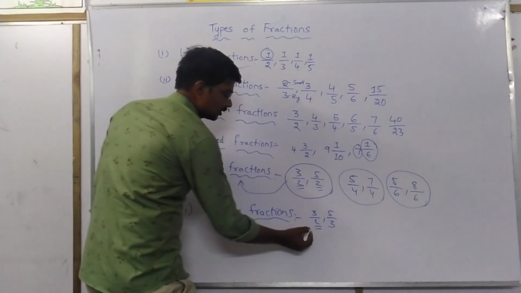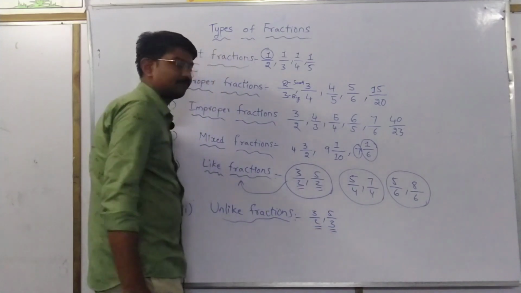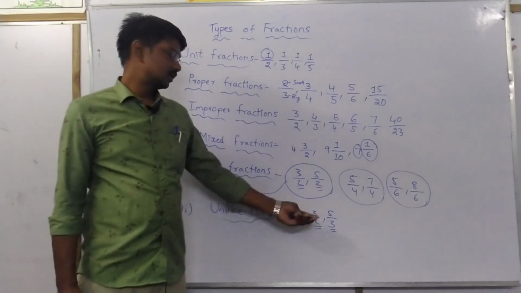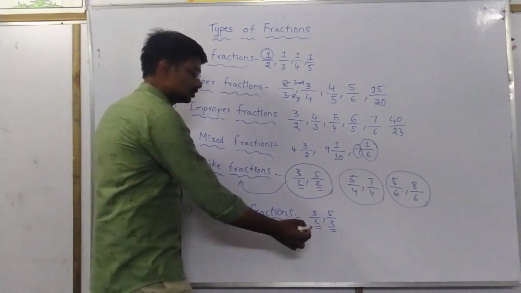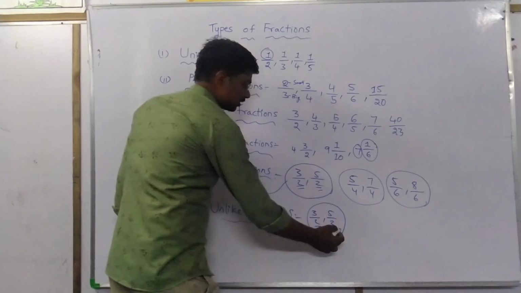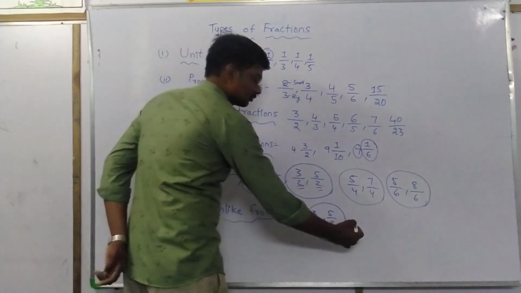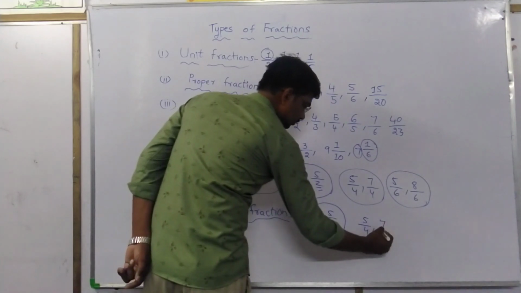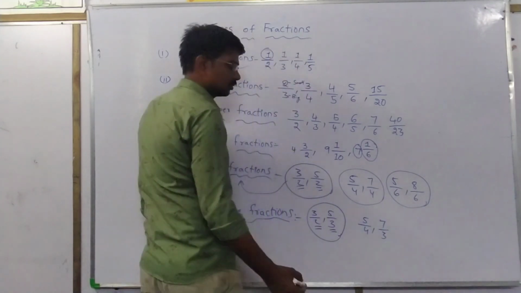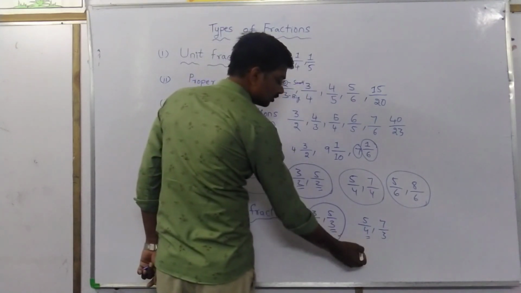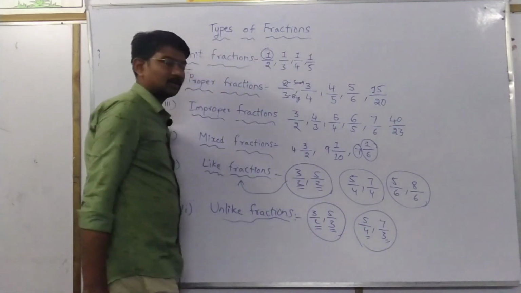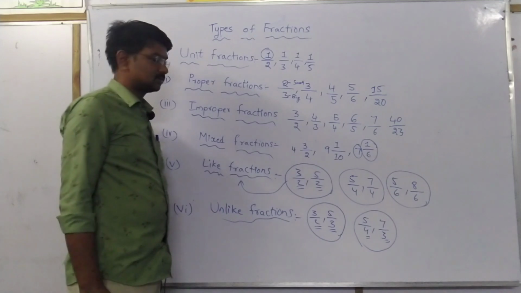What is the denominator here? 2. What is the denominator here? 3. So two fractions with different denominators. So these two are unlike fractions. One more, 5 by 4 comma 7 by 3. What is the denominator here? 4. What is the denominator here? 3. So these two are unlike fractions.